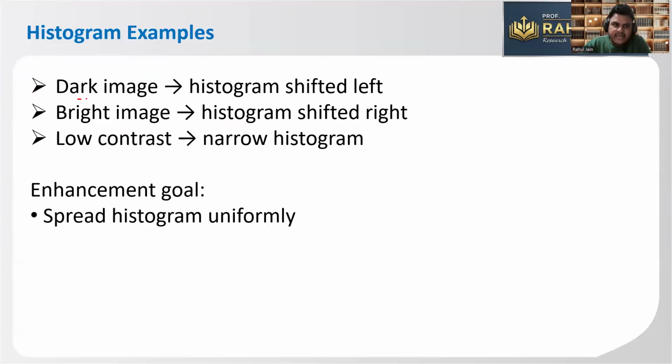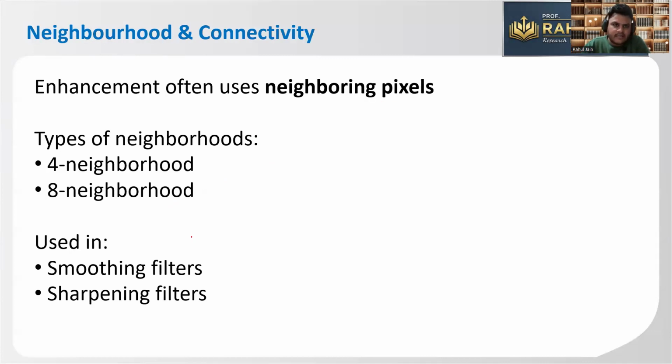So examples are like dark images, where the histogram is going to shift to the left. A bright image histogram shifts to the right, and for low contrast, a narrow histogram would be there. So in enhancement the goal is to spread the histogram uniformly.